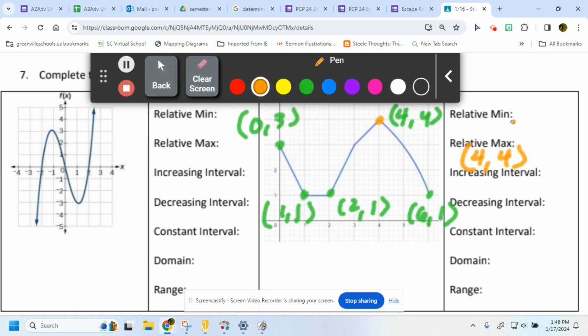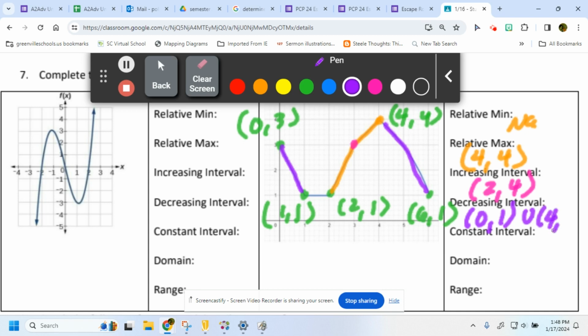Okay, so there's no relative minimum here. Increasing interval, where's it going up? It's going up from here and keeps going further there. Okay, so even though there's an angle or a corner here, don't count that one because they're both going up. So the increasing interval, again, you read the x value only, from 2 to 4. Decreasing interval, this is going down, that is going down there. So it starts at 0 to 1 union 4 to 6. Constant, yes, this time we have constant, the yellow one here, right? It's constant from 1 to 2.